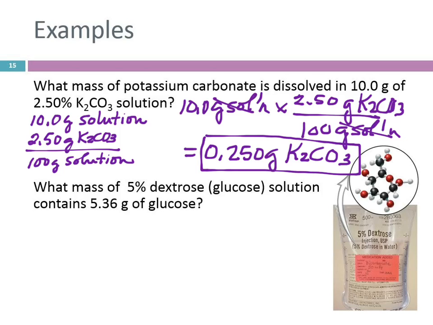What I'm showing you is not the only way to solve these problems. Some of you may have become proficient with using percentages in a business class or in high school or something. And if you're a whiz with percentages, just go ahead and use them, that's fine. But if percentages give you a little trouble, this way will work, okay?